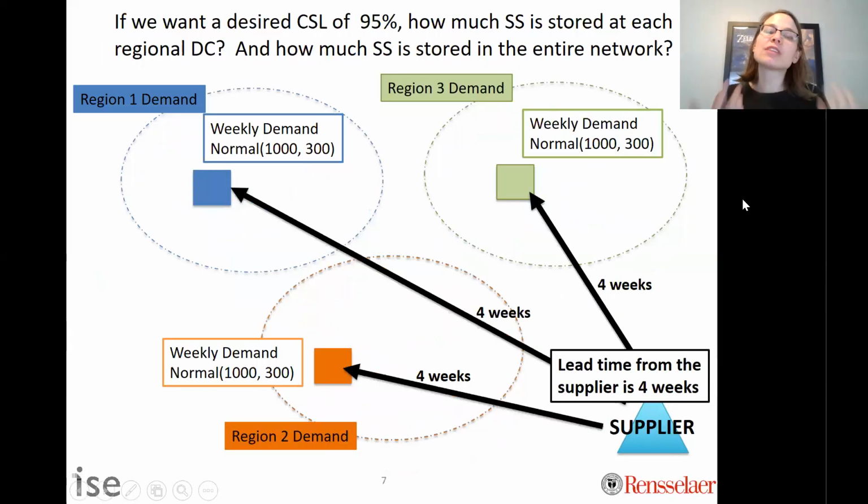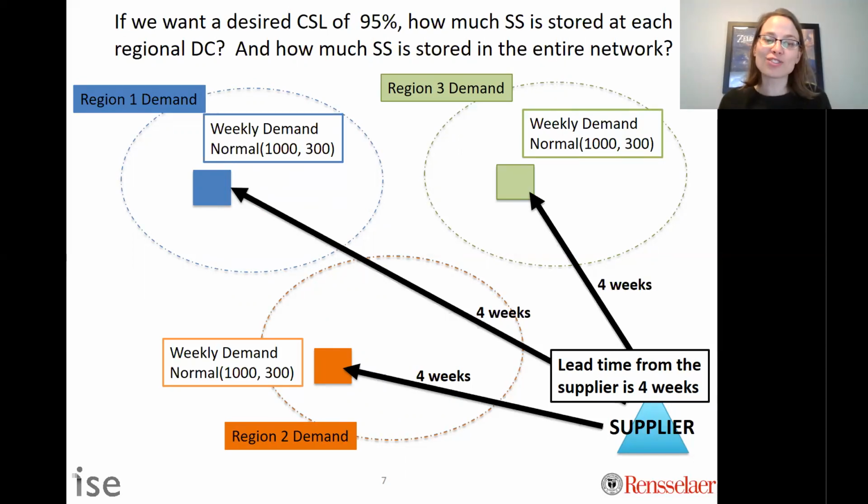So if we want a desired cycle service level of 95%, how much safety stock is stored at each of the regional distribution centers? And then how much safety stock is stored in the entire network? And so that means the safety stock at region 1 plus the safety stock at region 2 plus the safety stock at region 3. And you can notice here that I've simplified a little bit this graphic. The reason is we are interested in the safety stock at each of these distribution centers. And then those distribution centers use that inventory to fulfill their demand.